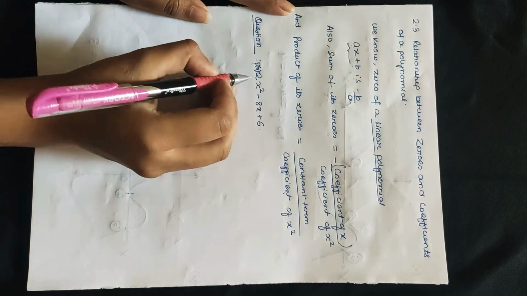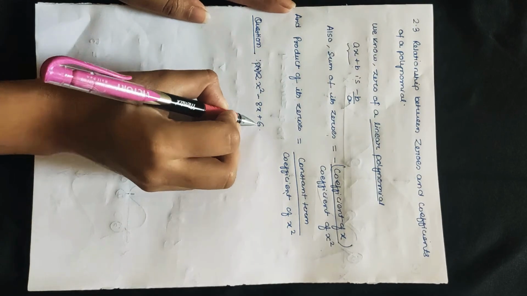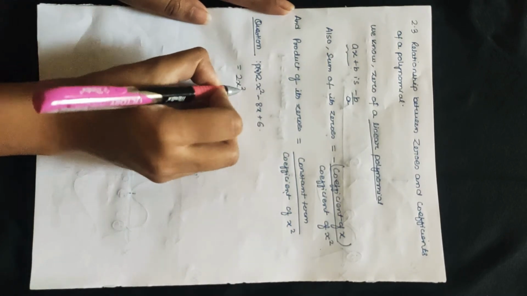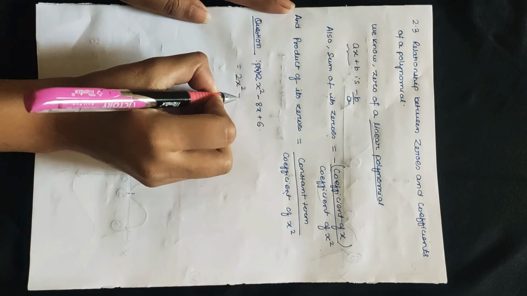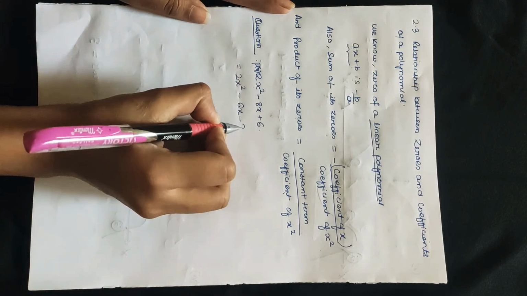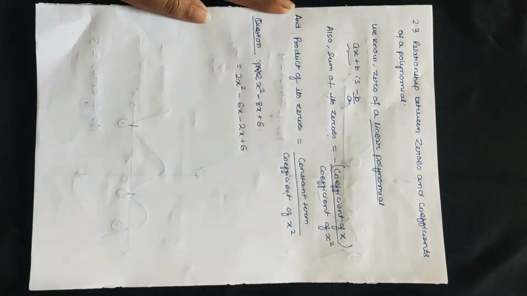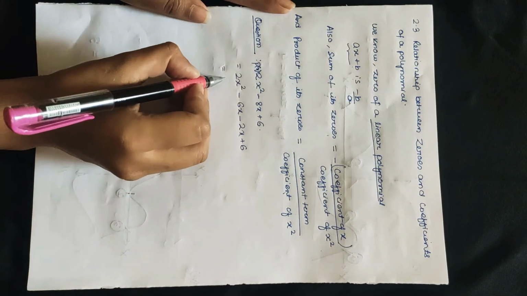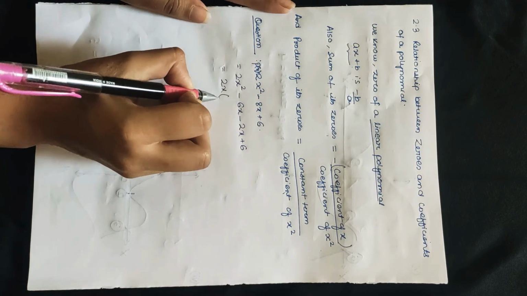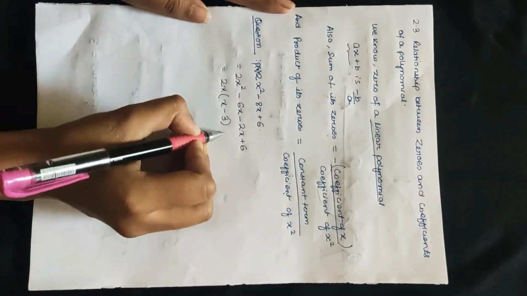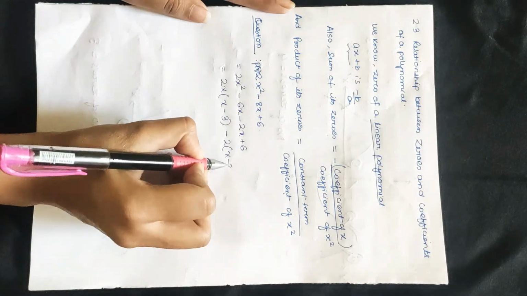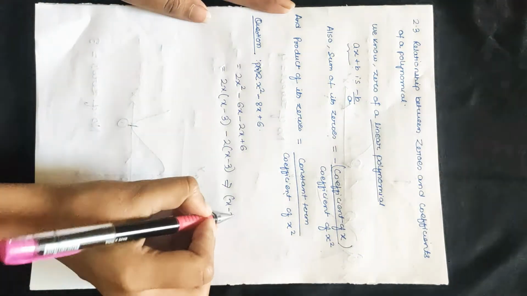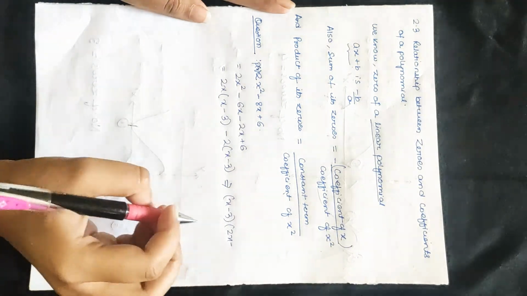Let's consider the polynomial 2x square minus 8x plus 6. So let's try to factorize this. I'm going to factorize 2x square minus 8x plus 6 by breaking it into 2x square minus 6x minus 2x plus 6. Let's take 2x common, so we get x minus 3, and minus 2 common, and again x minus 3. So it is x minus 3 and 2x minus 2.